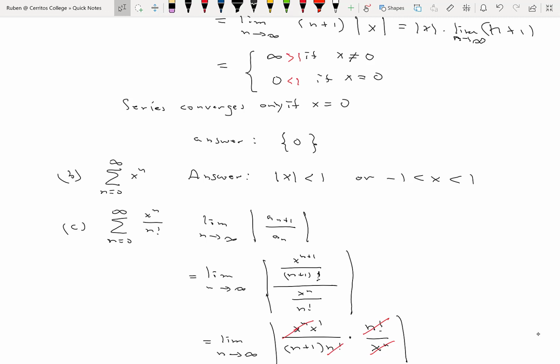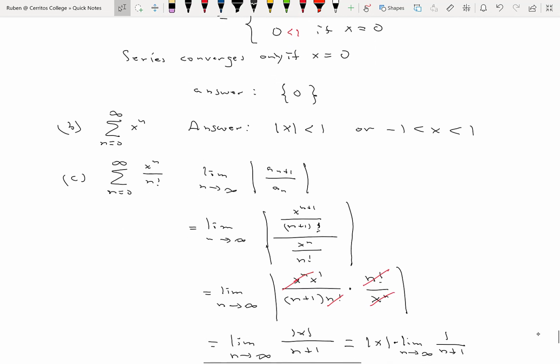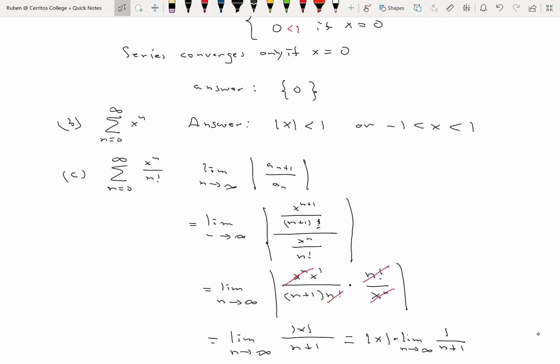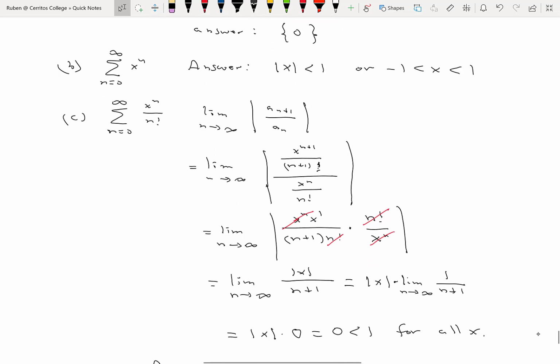Cancel out some stuff. N factorials cancel. X to the n's cancel. And we get the absolute value of x over n plus 1 as n approaches infinity. Once again, that absolute value can factor out of the limit. The limit doesn't depend on x, it depends only on n. And look at that limit on the right-hand side, the limit of 1 over n plus 1. N plus 1 goes to infinity, so 1 over n plus 1 approaches 0. This limit is 0. The absolute value of x times 0, which is 0.